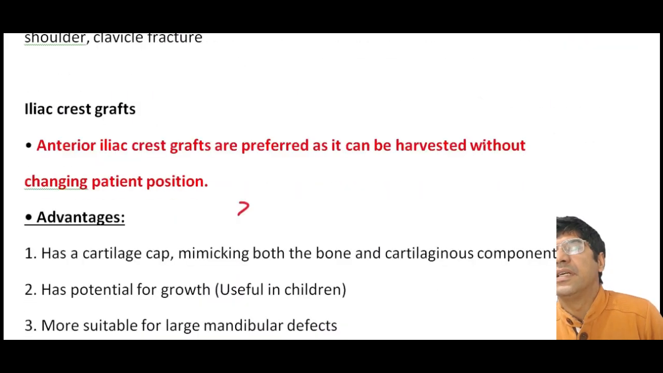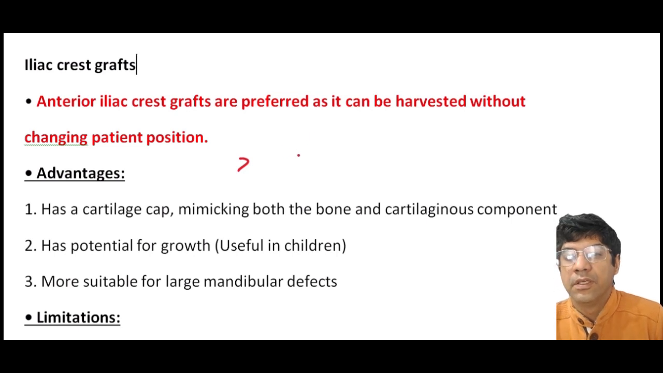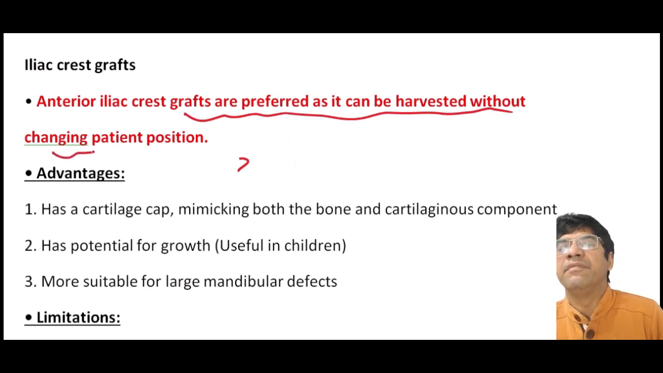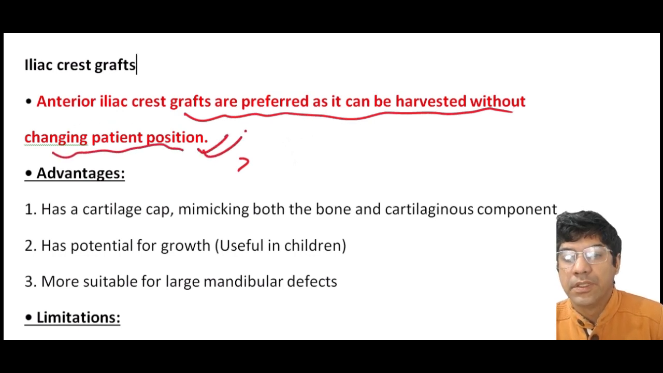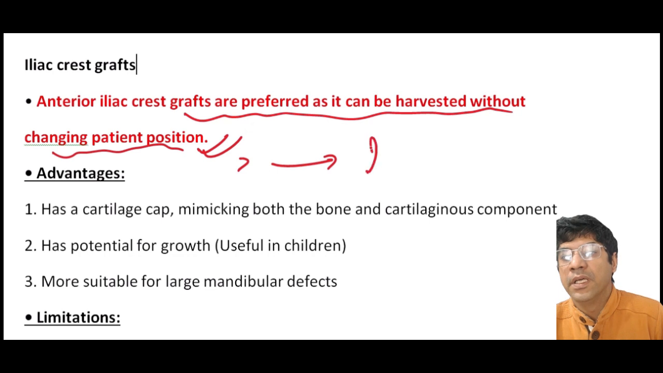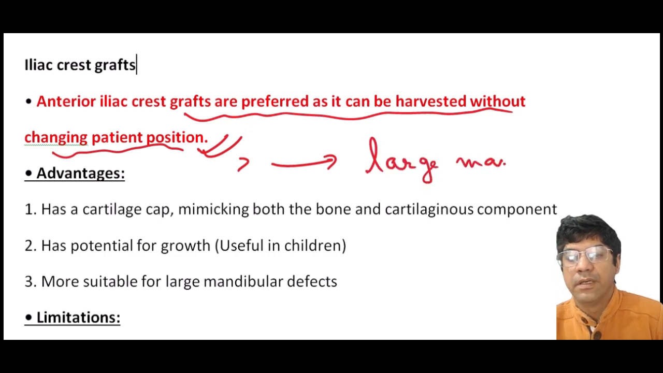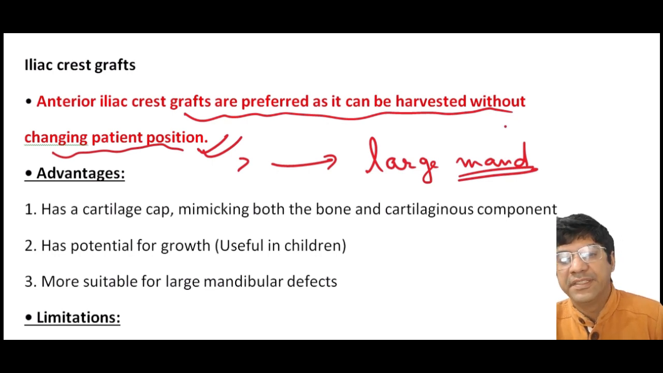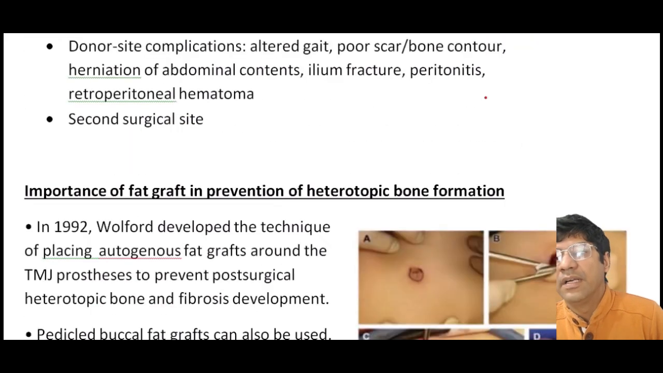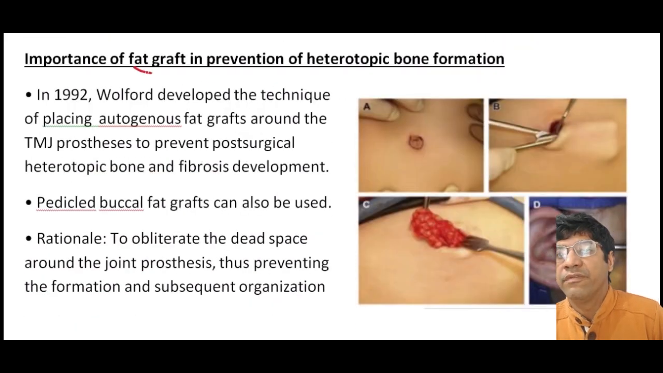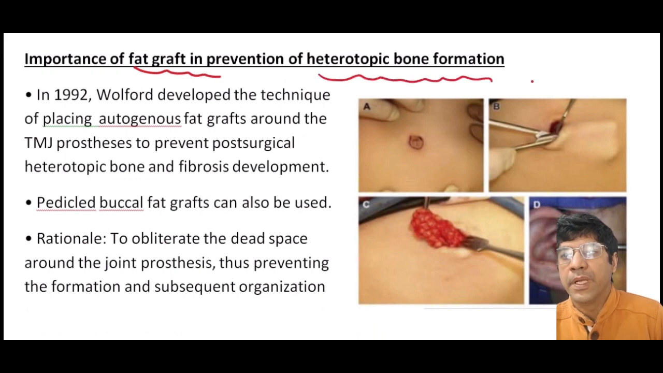Another important region is the iliac crest region. So remember, anterior iliac crest grafts are preferred as they can be harvested without changing the patient position. The graft from the anterior iliac crest is better suited for large mandibular defects, providing ample bone material for reconstructing a significant portion of the jaw. The limitations are the donor site complications, a second surgical site, etc.